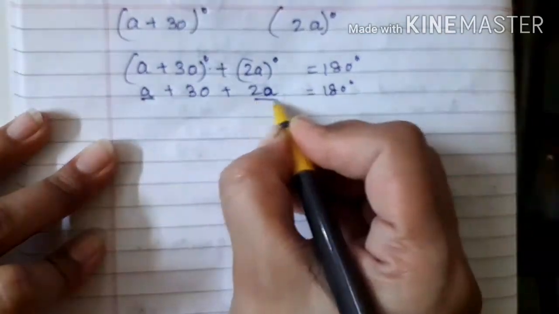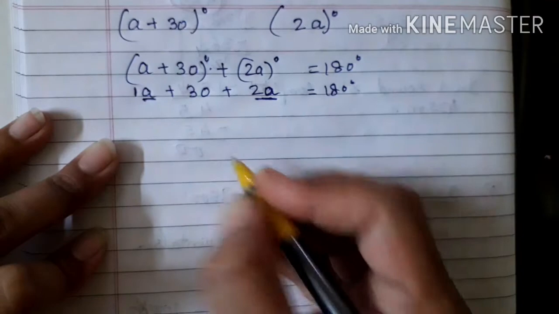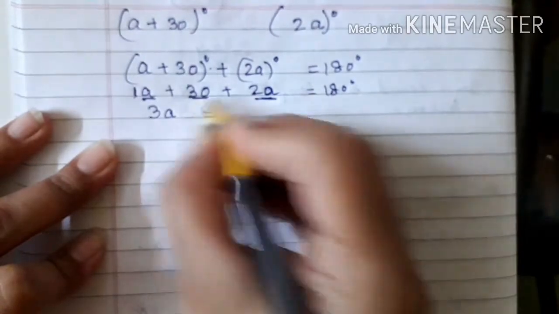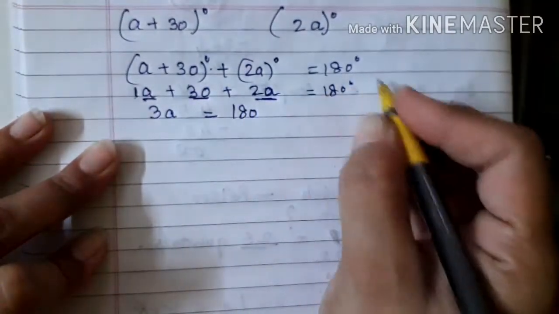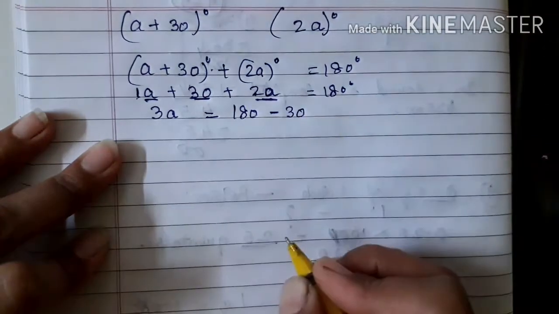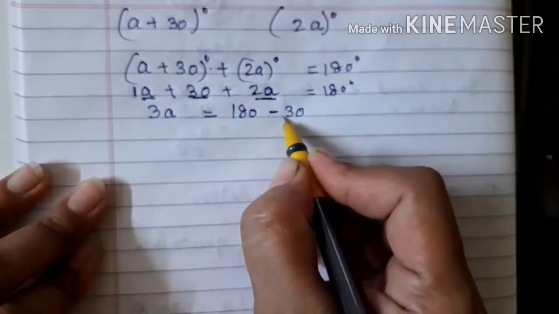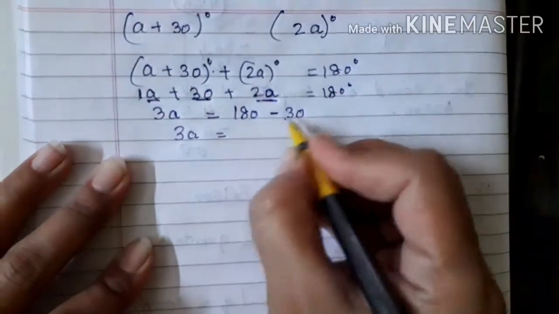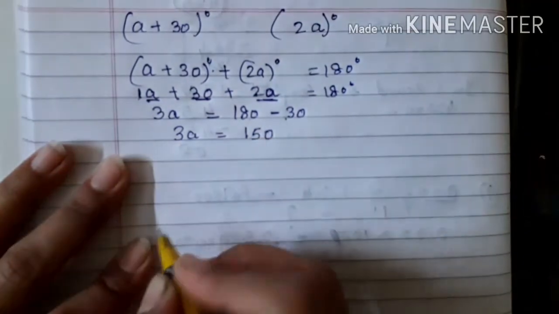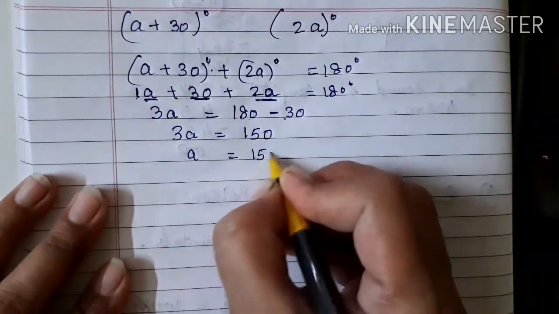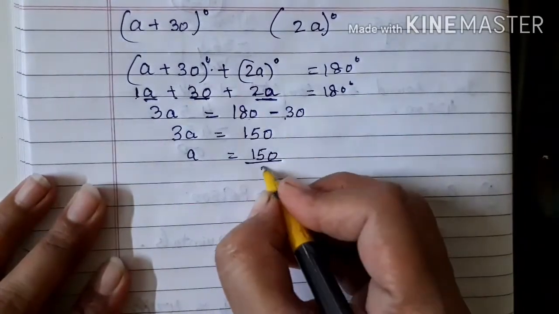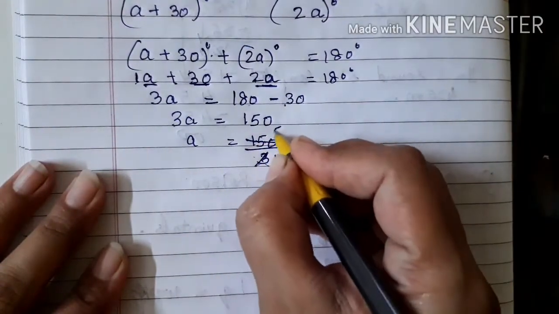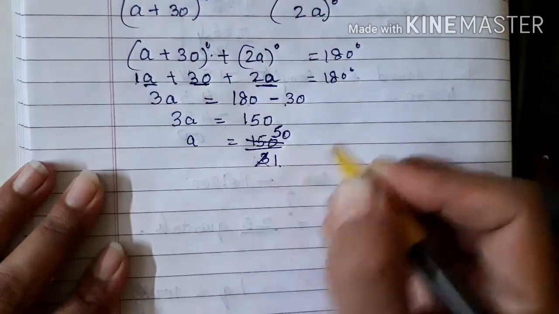So now see, 2A, when there is no number we have to place 1. So 1 plus 2 is equal to 3A, and this 30 will move on to the right hand side and change its sign to minus. Addition will change to subtraction. So 3A is how much? 180 minus 30, 150. So the value of A, this is multiplication. When it changes its side, it will change to division. 150 divided by 3: 3 ones are 3, 3 fives are 15, and 0 as it is.